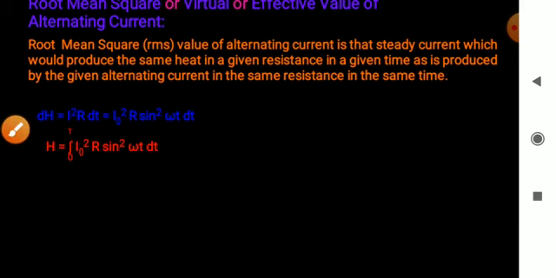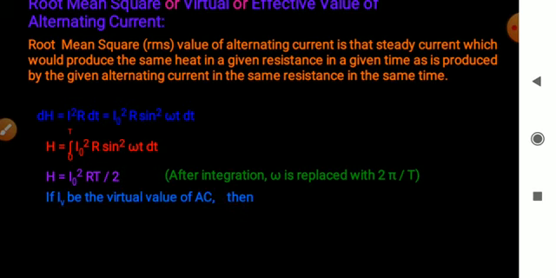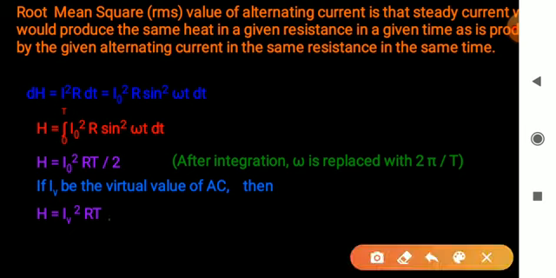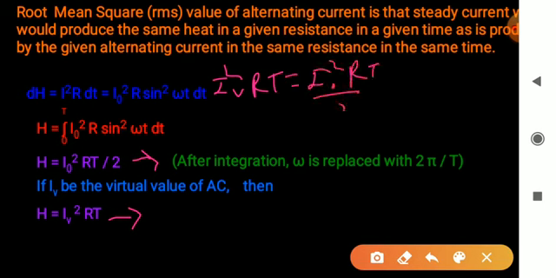I hope this is clear to you. So we can write H equal to I naught squared R T upon 2. Where if I V be the virtual value of AC, then H equal to I V squared R T. So from this equation and from this equation, we have I V squared R T equal to I naught squared R T by 2. R T and R T cancel. So from this we have I V equal to I naught upon root 2.